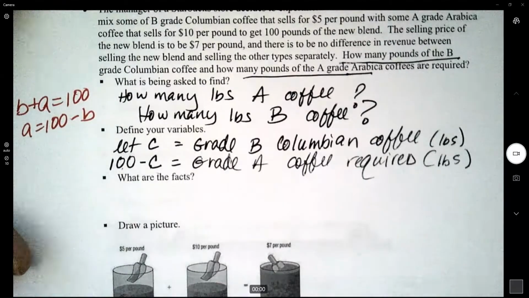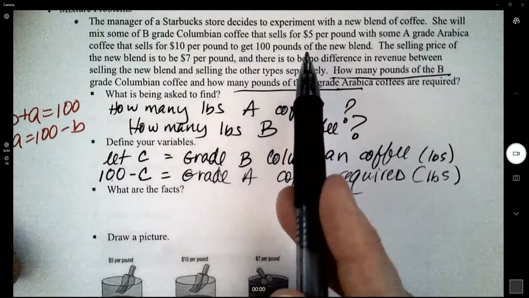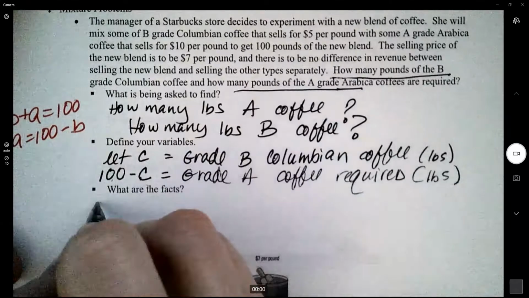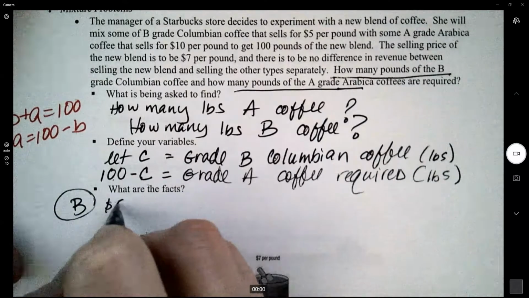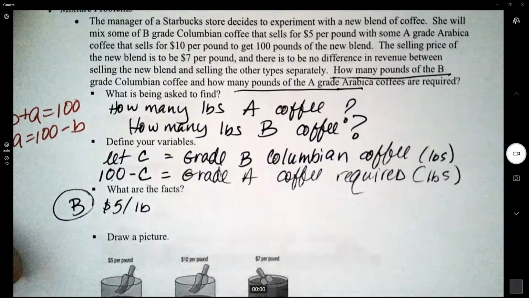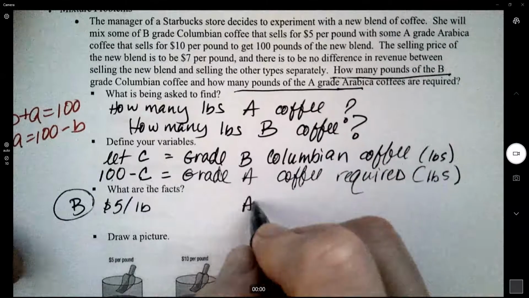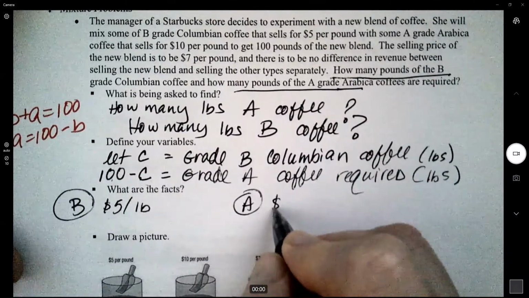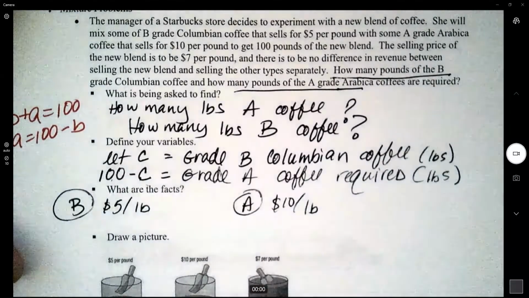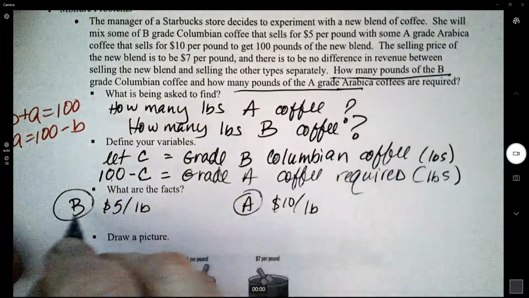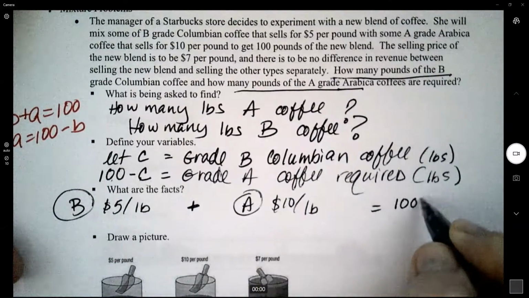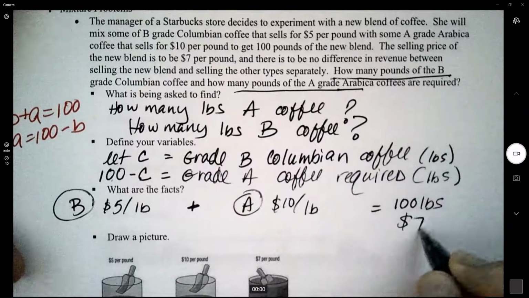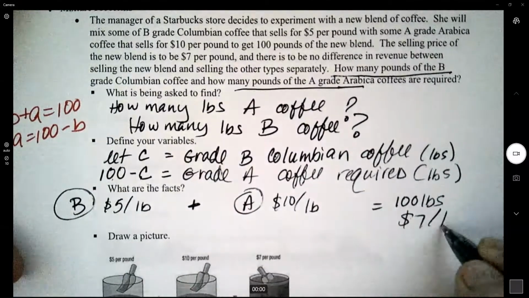Now, what are the facts from this question? We know that grade B sells for $5 per pound. And we know that grade A coffee normally sells for $10 a pound, so it's obviously a more expensive coffee. We know we want both of them. We're going to add these together. And we know we want a total of 100 pounds of coffee, and we want it to equal $7 per pound.